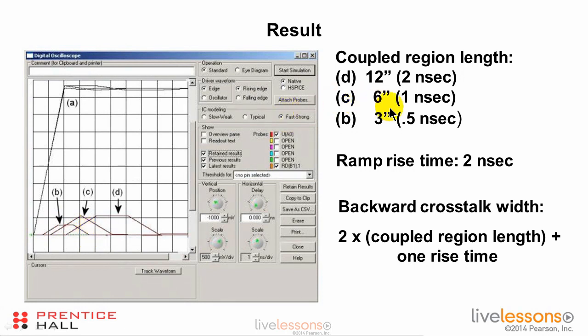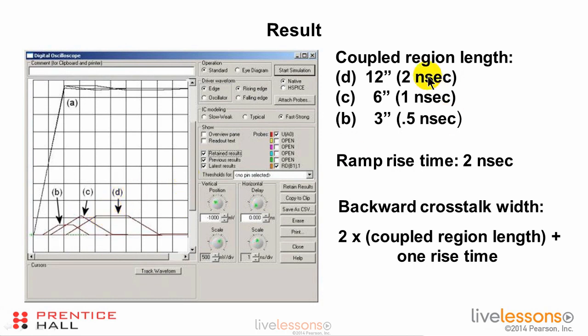In C, the backward crosstalk width is 2 times the coupled region plus 1 rise time. So 2 times 1 is 2, plus 2 is 4. In C, we're going to have a 4 nanosecond pulse width. Well, it starts there. So there's 1, 2, 3, 4. That pulse is 4 nanoseconds long. This looks like a trapezoid. It increases in amplitude until it gets right here. Then at that moment, it looks like a triangle. And then it stretches out again and looks like a trapezoid again. But the amplitude stops growing at that point.